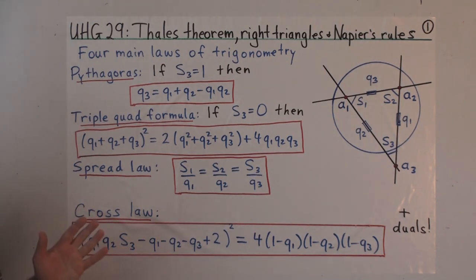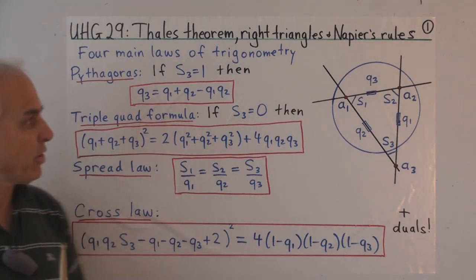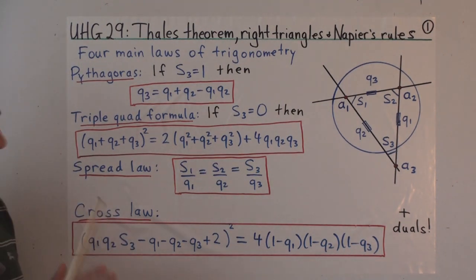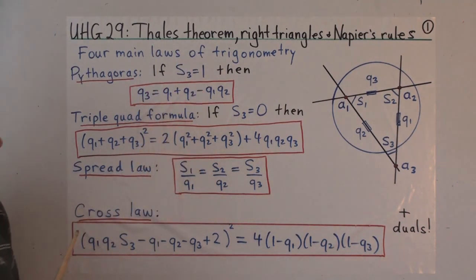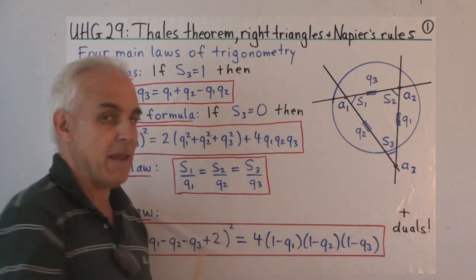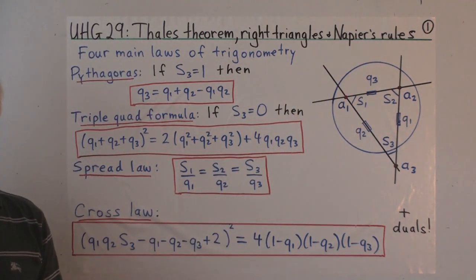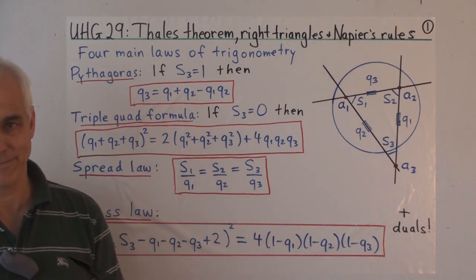Today we're going to look at one of a series of applications of these laws. We're going to look at basically right triangles and a very important result called Thales' theorem and another important result called Napier's rules having to do with the relationships in a right triangle in hyperbolic geometry.